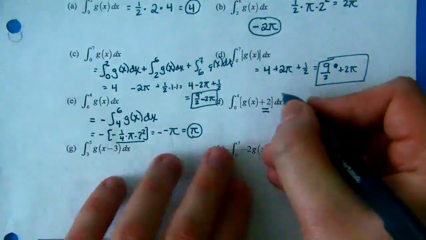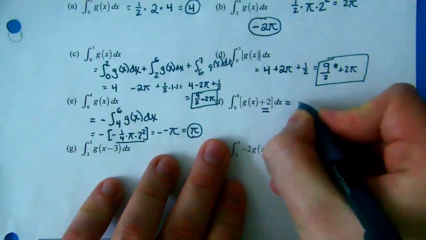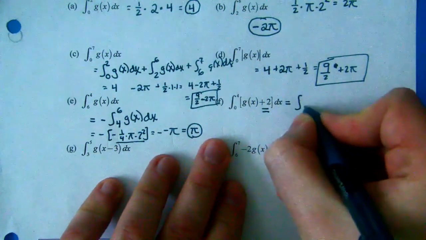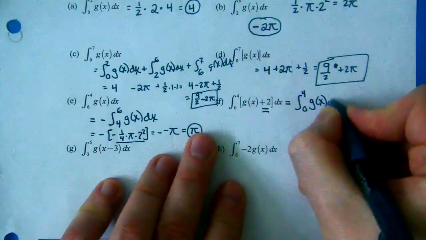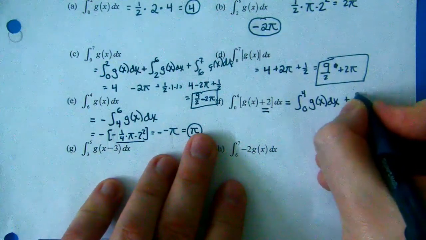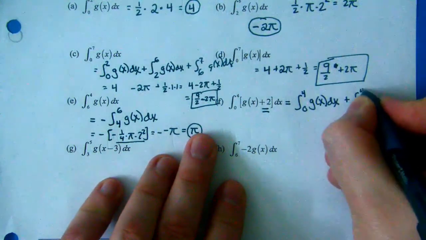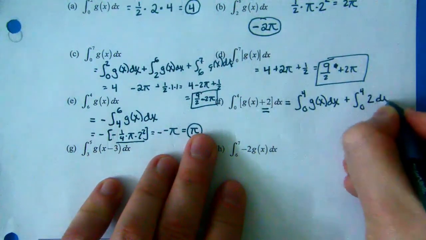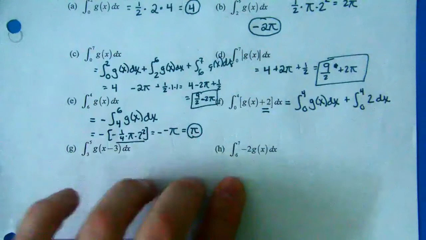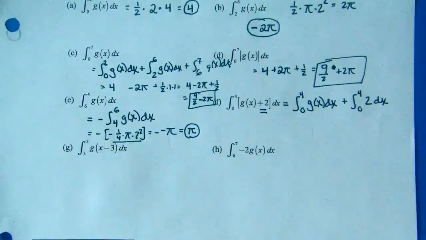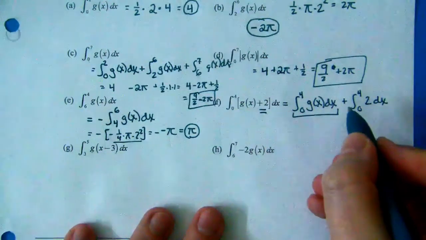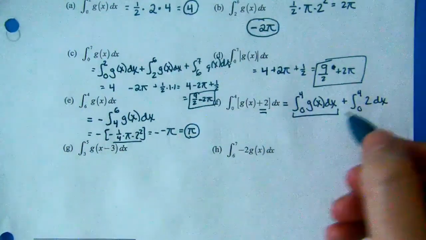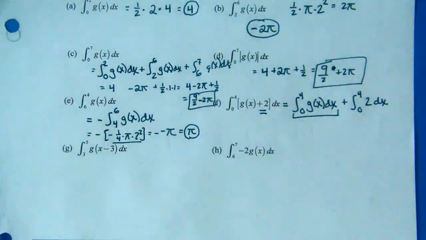I can use my sum and difference property, and I can turn this into the integral from 0 to 4 of g of x dx plus the integral from 0 to 4 of the constant 2 dx. Now, to evaluate, well, this first one, you're just going to get straight from the graph. You go do that. Tell me what the integral from 0 to 4 of g of x dx is.